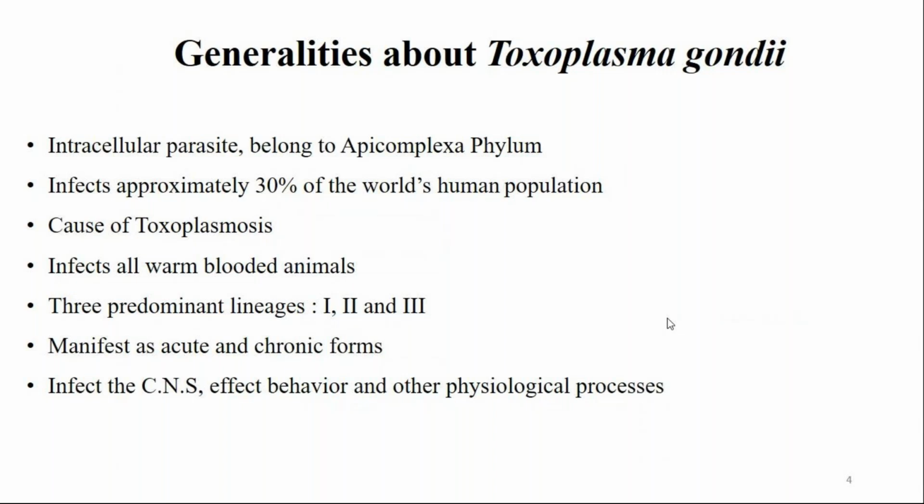Toxoplasma gondii is the etiologic agent of toxoplasmosis I mentioned before. It manifests as acute and chronic forms. It infects the central nervous system and it is caused by the presence of fast replicating tachyzoites which deploy immune cells as vehicles to reach the brain and skeletal muscles, where they convert into persistent bradyzoite cysts.